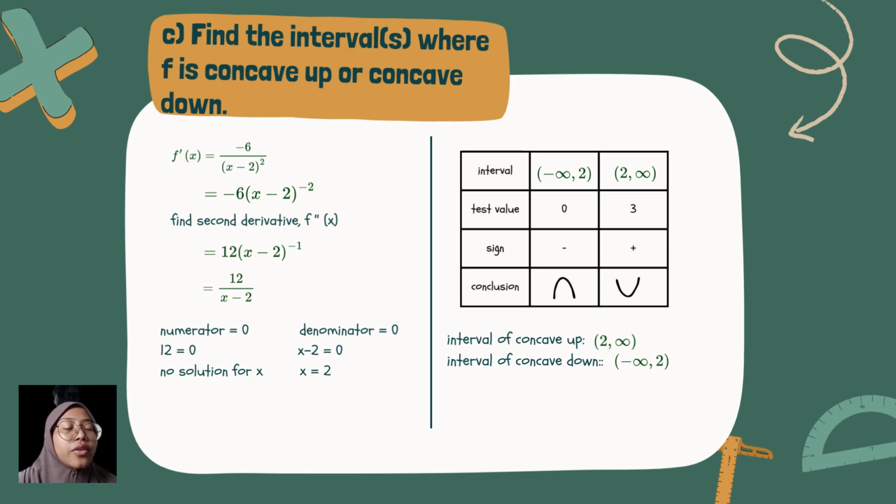And then from 2 to positive infinity, the test value is 3. We need to put the value of 3 into the second derivative too. So the sign we will get is positive. So the interval of concave up is 2 to infinity.